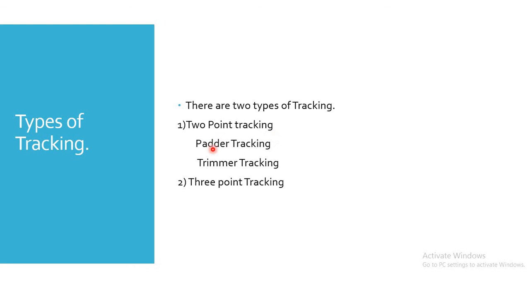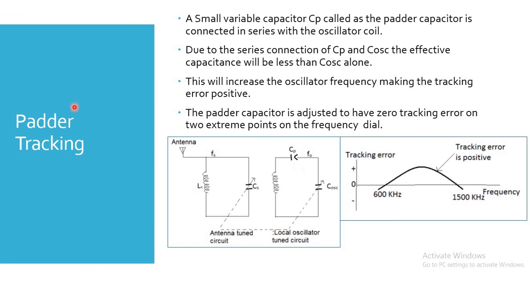Under 2-point tracking we have two subtypes, padded tracking and trimmer tracking. The first one is padded tracking. In padded tracking, if you observe, the capacitor CP is connected in series with the local oscillator capacitor. As these two capacitors are connected in series, the effective capacitance will be less than that of the local oscillator capacitor alone.